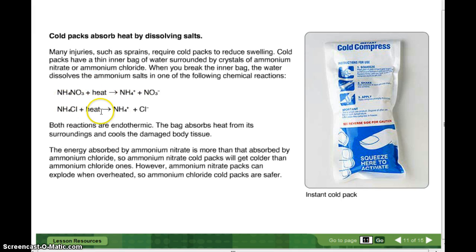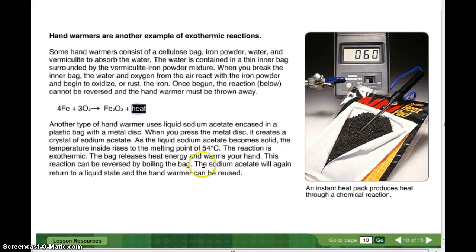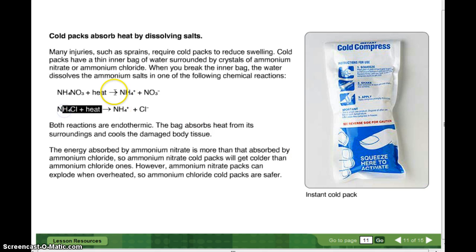So if you notice, the heat in this case is part of the reactant, whereas with the hand warmer, it was given off, so it was part of the product. So you can see by the reaction that the heat was taken in. Both reactions are endothermic. The bag absorbs heat from the surroundings and cools the damaged body tissue. The energy absorbed by ammonium nitrate is more than that absorbed by ammonium chloride, so ammonium nitrate cold packs will get colder than ammonium chloride ones. However, ammonium nitrate packs can explode when overheated, so ammonium chloride cold packs are safer.